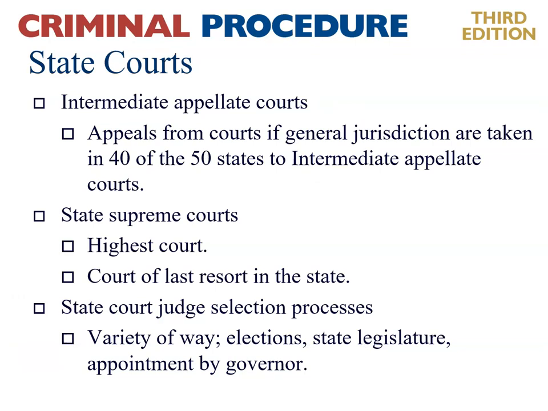If you don't like what happened at the trial court, you can move up to the intermediate appellate court. These courts hear appeals from courts of general jurisdiction and are found in 40 of the 50 states. And then the court above that would be state supreme courts.